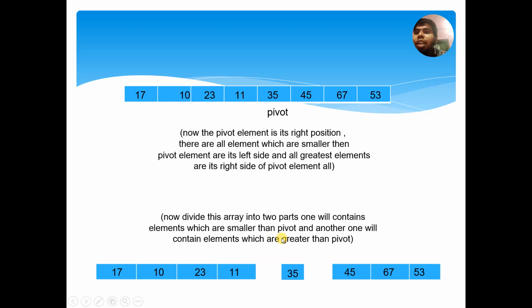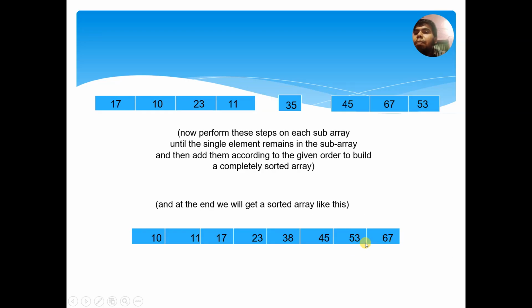One will contain elements which are smaller than the pivot and another will contain elements which are greater than the pivot. Now perform these steps on each subarray until a single element remains in the subarray, and then add them according to the given order to build a completely sorted array, and at the end we will get a sorted array like this.